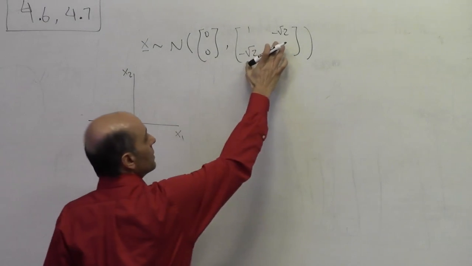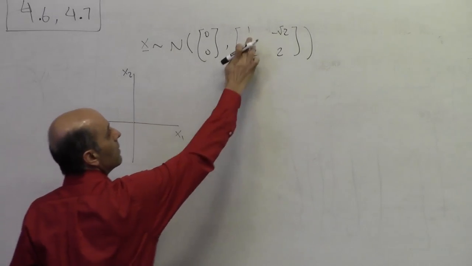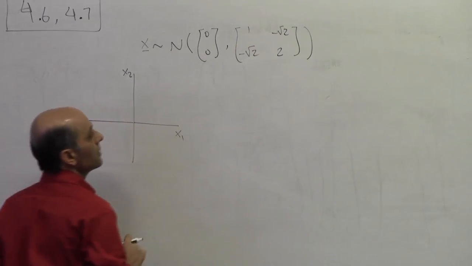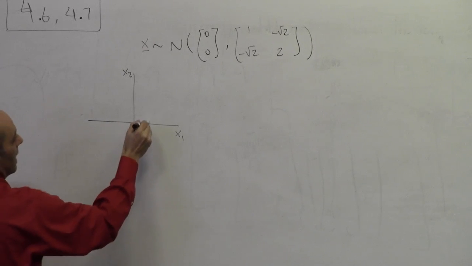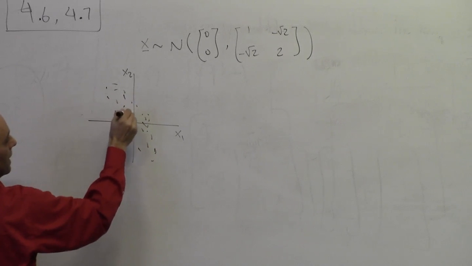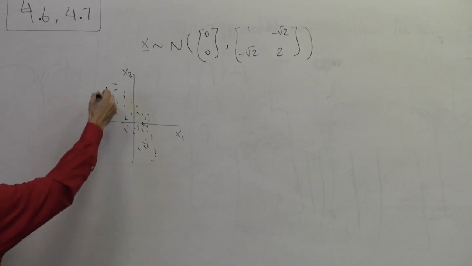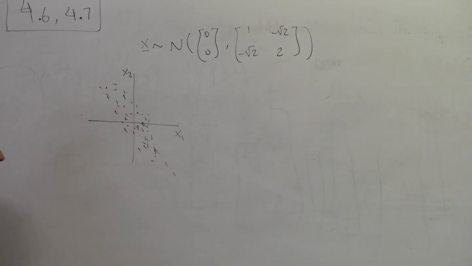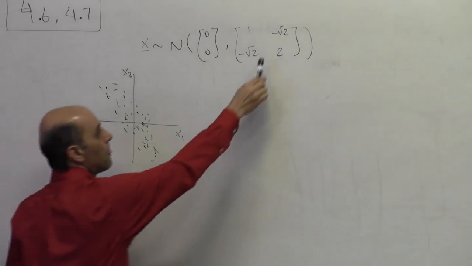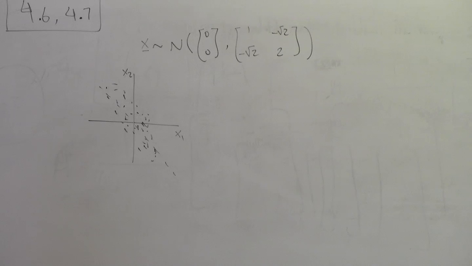But there's also this negative covariance, which means that as x1 increases, x2 is going to decrease, which means that you're going to see a cloud that looks like this when you sample points from this vector space. So you're going to have an axis there where the data is going to fall. And that comes from this covariance here. As one is increasing, the other one is decreasing, which means that you're going to have this slope in the distribution that you're going to sample.